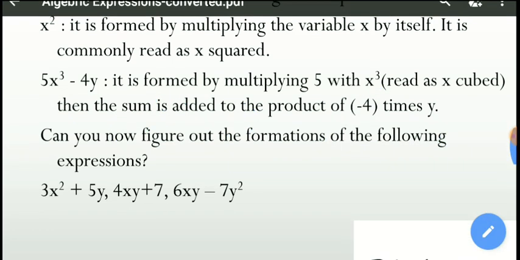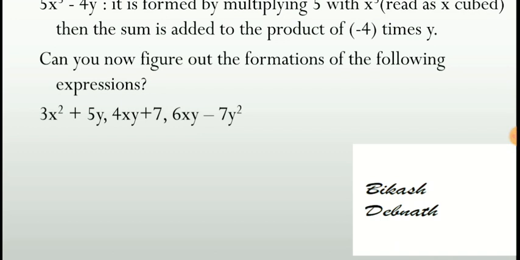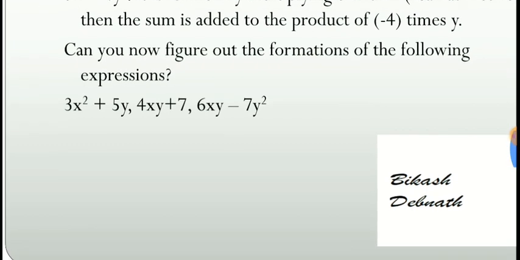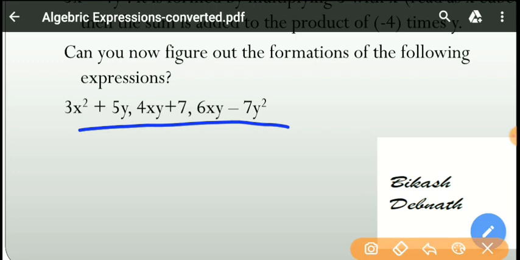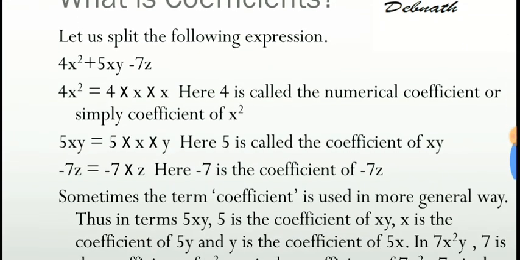Understood? Can you now figure out the formation of the following expressions? Yes, you have to try them at home. You just have to find out. In the first you can see 3 is multiplied with x squared and the product is added to 5 times y. Similarly, you can figure out the rest. Now let us see what are coefficients.